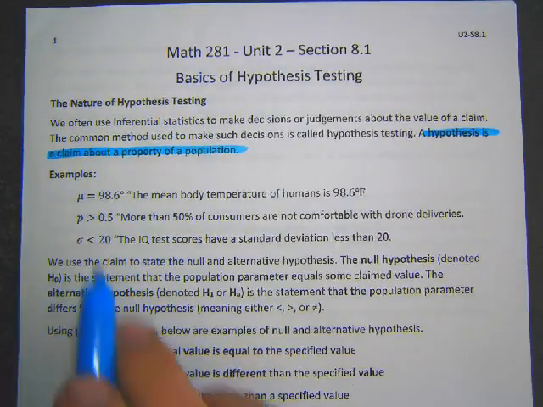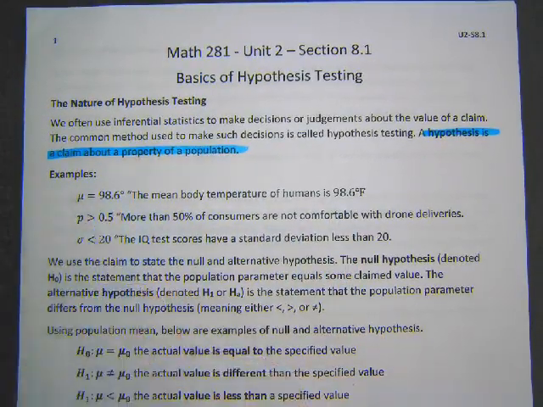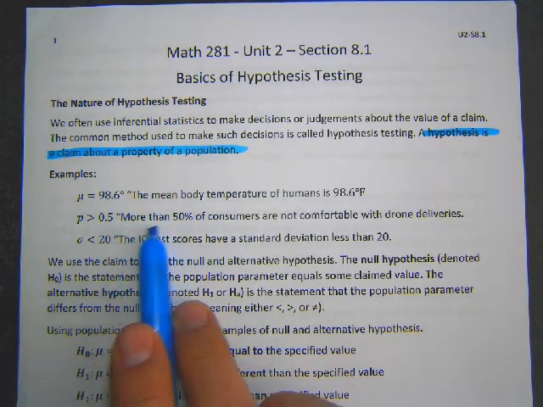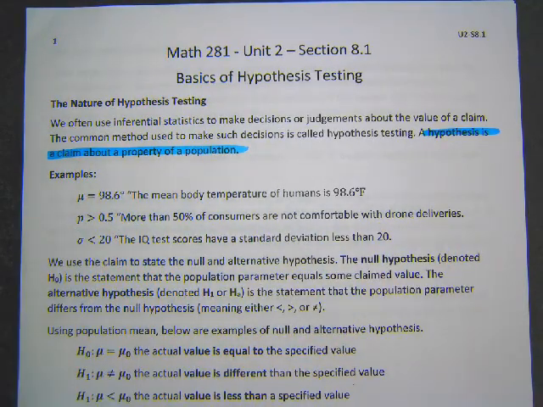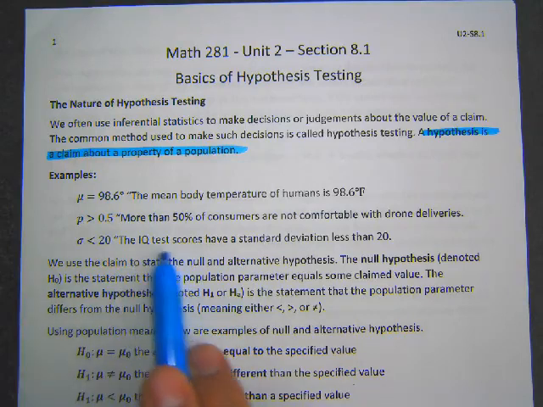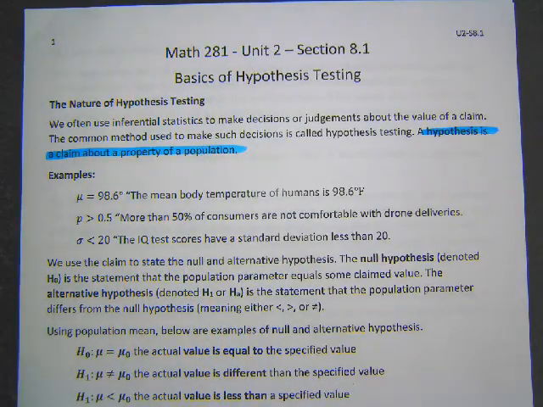Examples would be that someone says the mean body temperature is 98.6. That's the average temperature for all bodies. Someone says more than 50% of consumers are not comfortable with drone deliveries. Their percentage is more than 50%. That's a claim about the entire group. Half the group feels a certain way. And the IQ test scores have a standard deviation less than 20. So they're looking at the whole group and making a claim about the whole group.